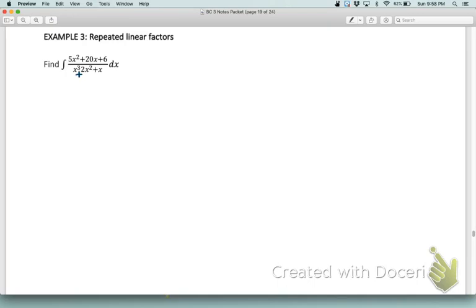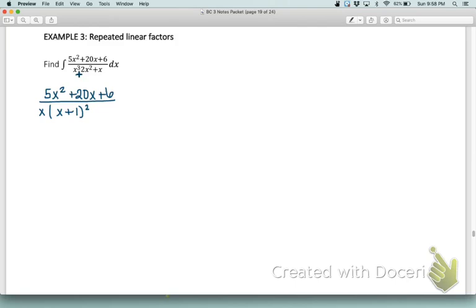So we're not going to do anything with the numerator. We're only concerned with what the denominator is going to do, okay? So this makes our substituting a little bit trickier, but that's the only thing that it does. First thing we need to do is factor the denominator. So we're going to leave the numerator alone. 5x squared plus 20x plus 6 over. We can definitely factor out an x, and then that leaves us with x squared plus 2x plus 1, so that's a perfect square, x plus 1 squared.